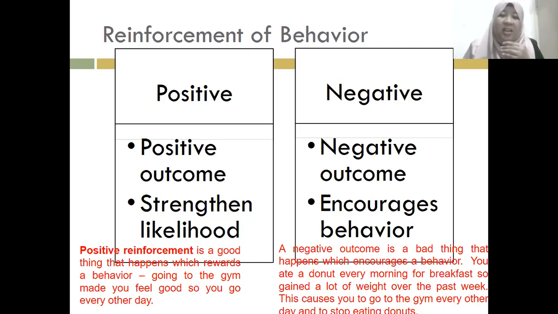But for the negative outcome, they encourage the behavior too. But in here, if you see the red color one, the negative outcome is a bad thing that happens which encourages the behavior because you have a bad thing. For example, you eat donuts every morning for breakfast, so you gain a load of weight, naik berat badan. So over the past week, in order for you to go to the gym, you want to stop eating donuts and lose your weight. So it's different if you realize. Positive because you love to do it, negative because after you get the negative effect, then you have to do these kinds of things.